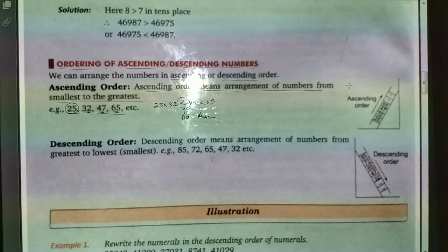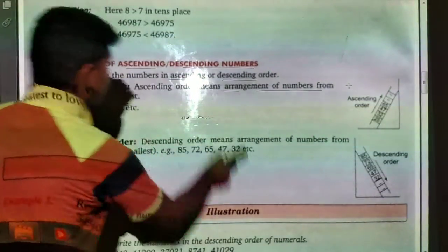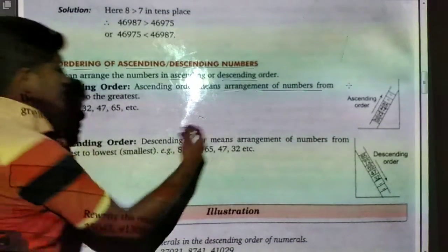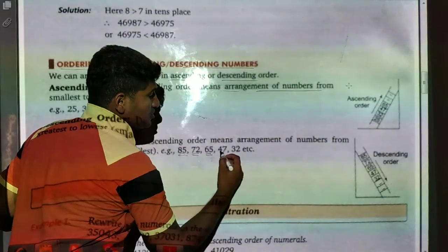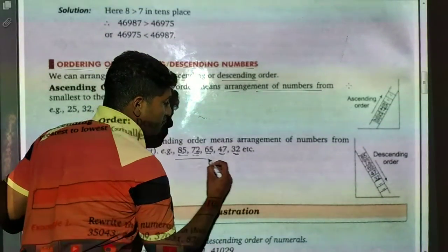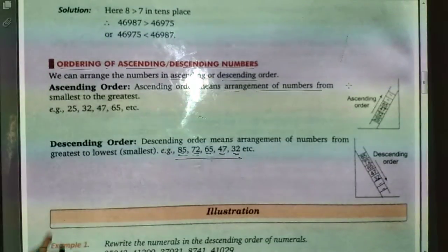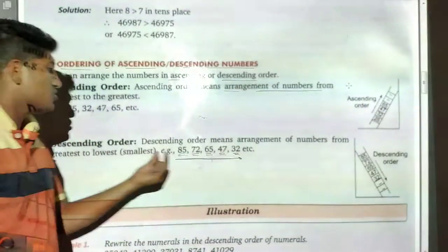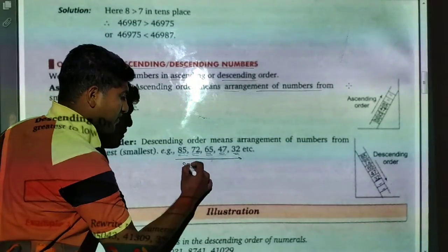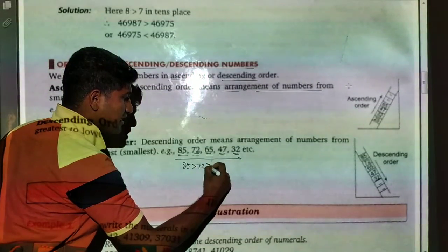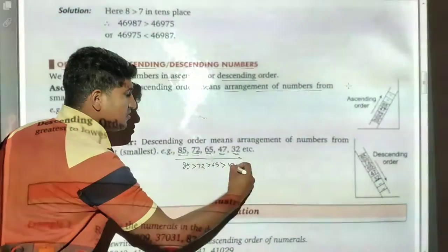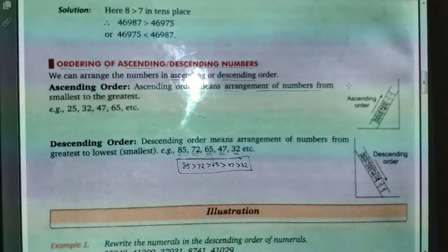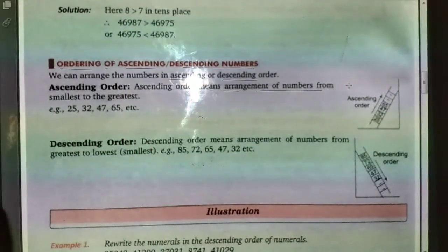Now the second is descending order. In descending order, we will arrange the numbers from the greatest to the lowest number. The example is 85, 72, 65, 47 and 32. Then the numbers will be in decreasing order. In this, 85 is the greatest of all, so 85 is at the first position. So 85 is greater than 72, that is greater than 65, that is greater than 47, and that is greater than 32. This is the descending order of the numbers.